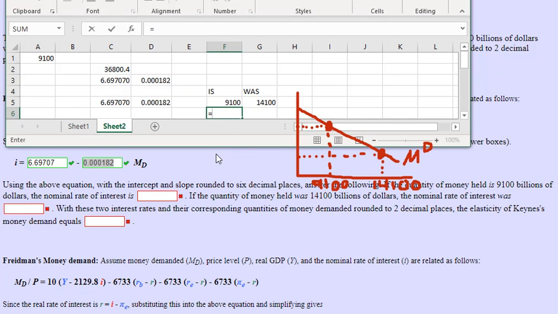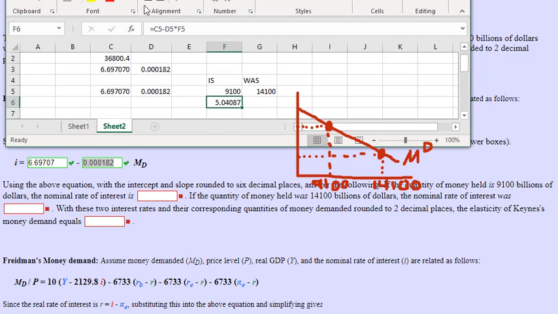So I'm going to calculate the interest rate when the quantity of money is 9,100. I first need to get the intercept. Then I need to subtract off the slope, which is multiplied by the quantity of money. See that? So C5 is this value, the value in the blue, minus D5, which is this green box here, or that red box there, times the quantity of money. In this case, 9,100.